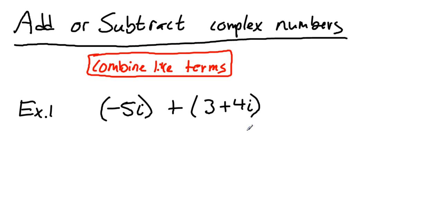Okay, so you may have something like this where you've got negative 5i plus 3 plus 4i. And if you've got a plus, you really don't have anything that happens. There's no distributive property, anything here. So really this is just negative 5i. Get rid of the parentheses. We've got a plus 3 and then plus 4i.